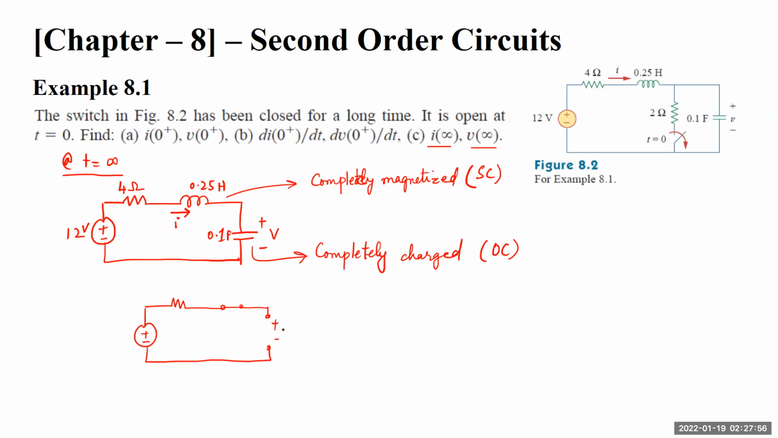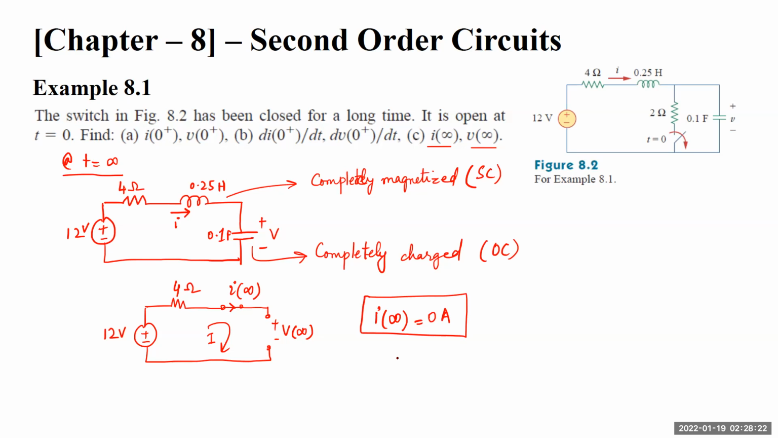So this will be my V of infinity. This current value will be I of infinity, and this value will be 4 ohms. This value will be 12 volts. The circuit at infinity will look something like this. So in this circuit, there will be no current flowing.